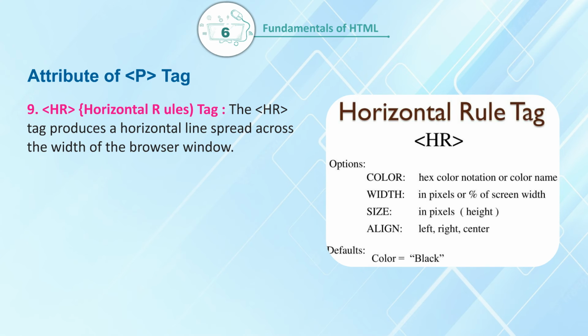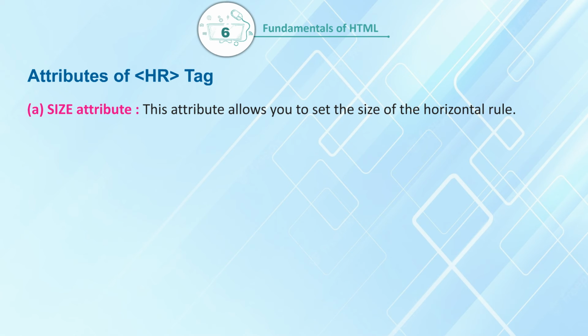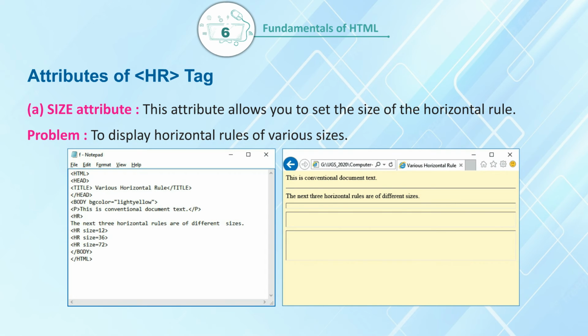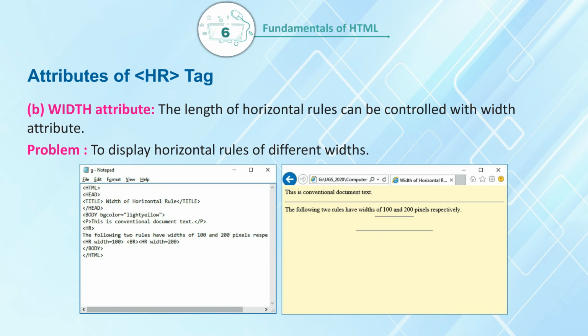HR, horizontal rules tag. The HR tag produces a horizontal line spread across the width of the browser window. Attributes of HR tag. Size attribute. This attribute allows you to set the size of the horizontal rule. Problem. To display horizontal rules of various sizes. Width attribute. The length of horizontal rules can be controlled with width attribute. Problem. To display horizontal rules of different widths.